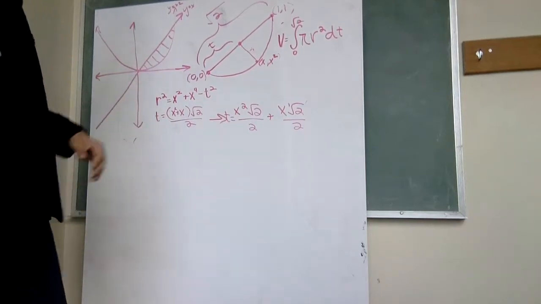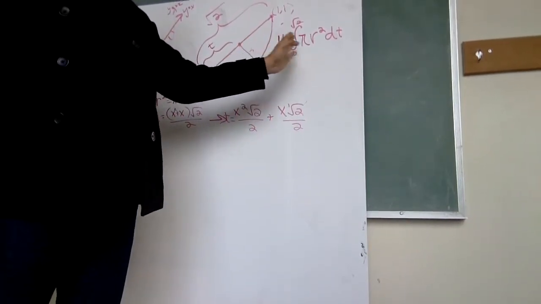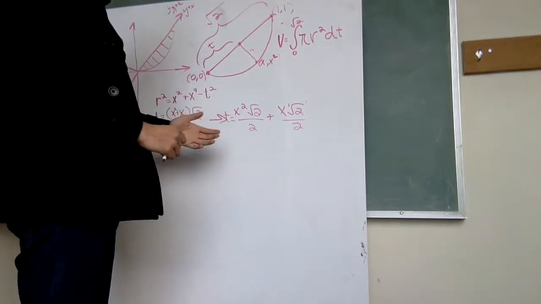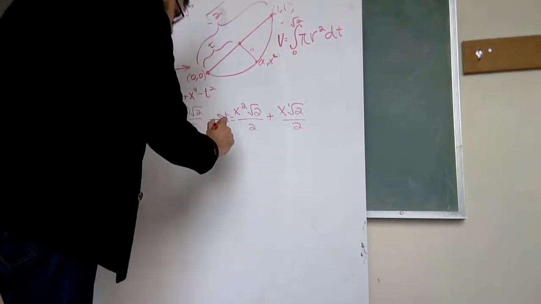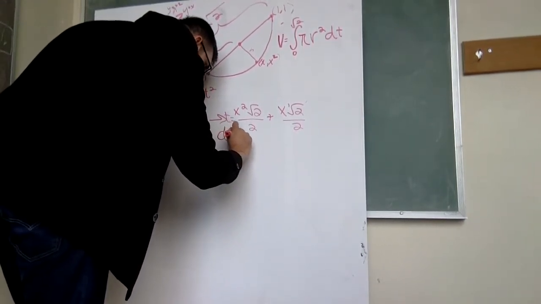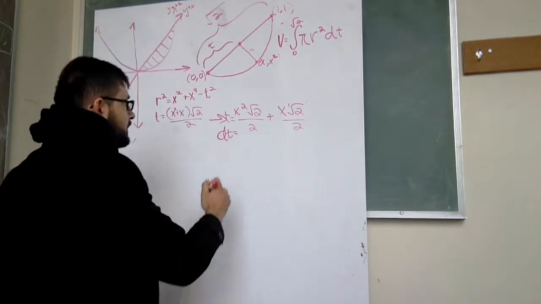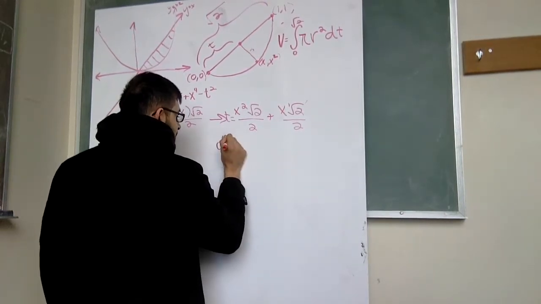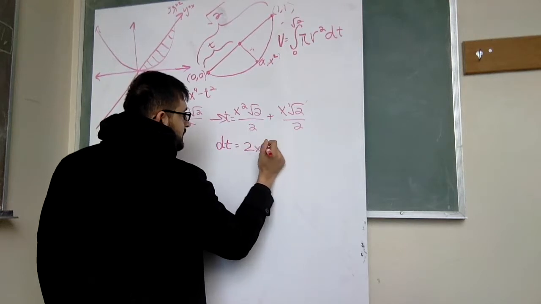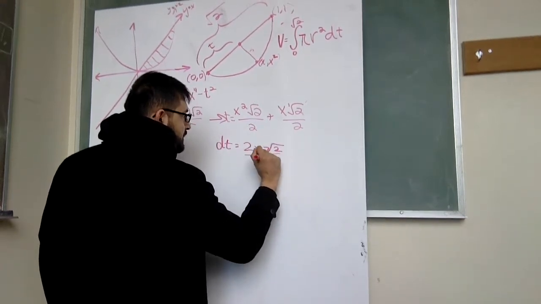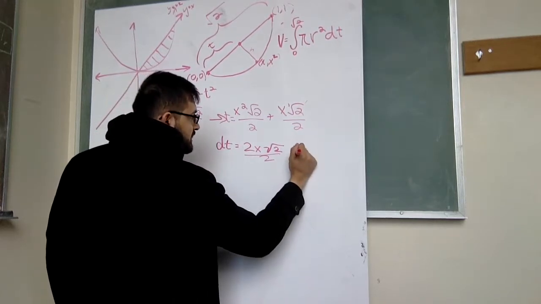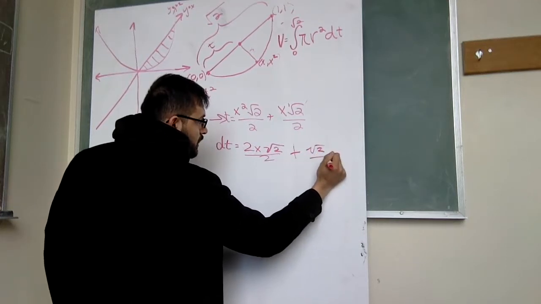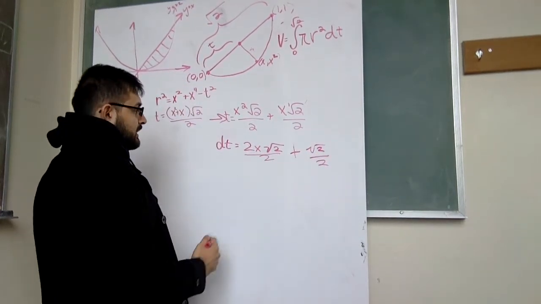So now that we have t, we need to find dt, so we can start to put together this whole volume formula. So now we need to find the derivative, which is dt. So dt will be 2x root 2 over 2 plus, and the derivative of this x will just be 1. So it will just be root 2 over 2. So now we can begin to simplify our dt.